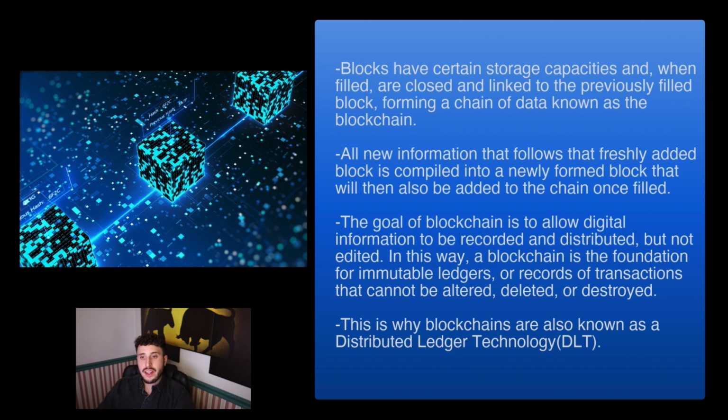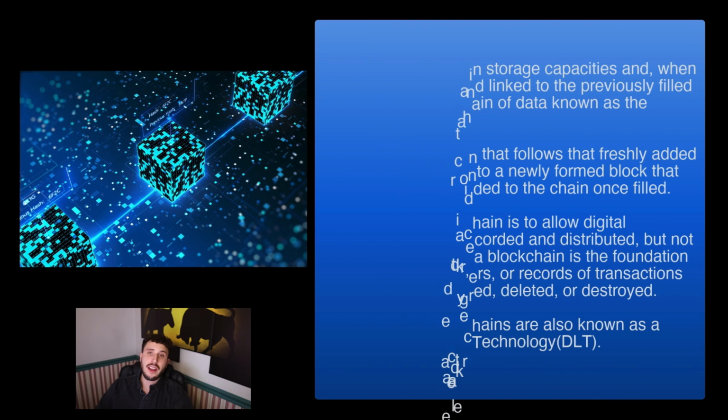So that is some good stuff right there, because let's just run that over a little bit, that last sentence. The goal of blockchain is to allow digital information to be recorded and distributed, but not edited. In this way, a blockchain is the foundation for immutable ledgers, or just records of transactions that cannot be altered, deleted, or destroyed. So everything of digital importance, right? Or ways to record information or transactions or interactions can be locked down by the blockchain, where you have to be truthful. Everything's authentic. You can't manipulate the data that sits on a blockchain.